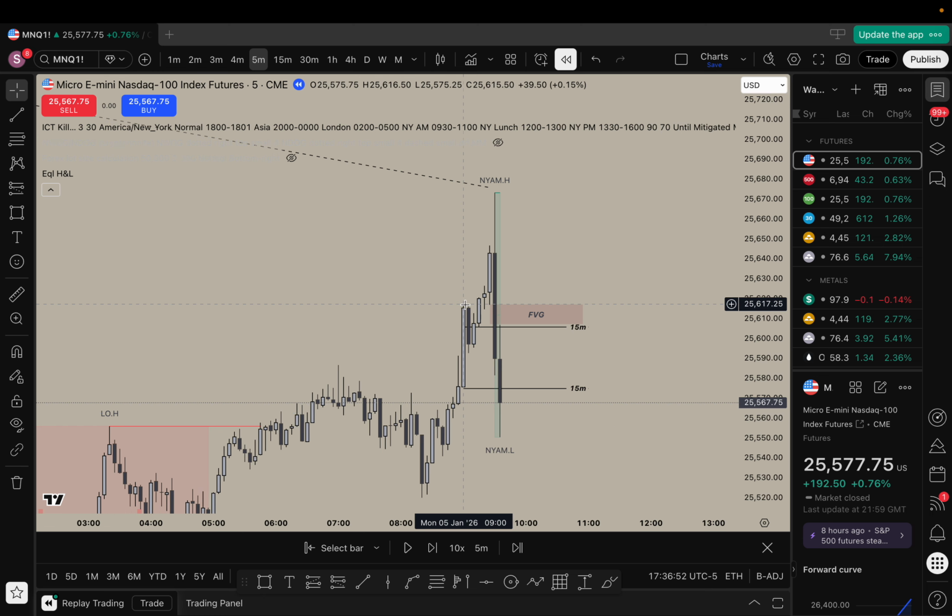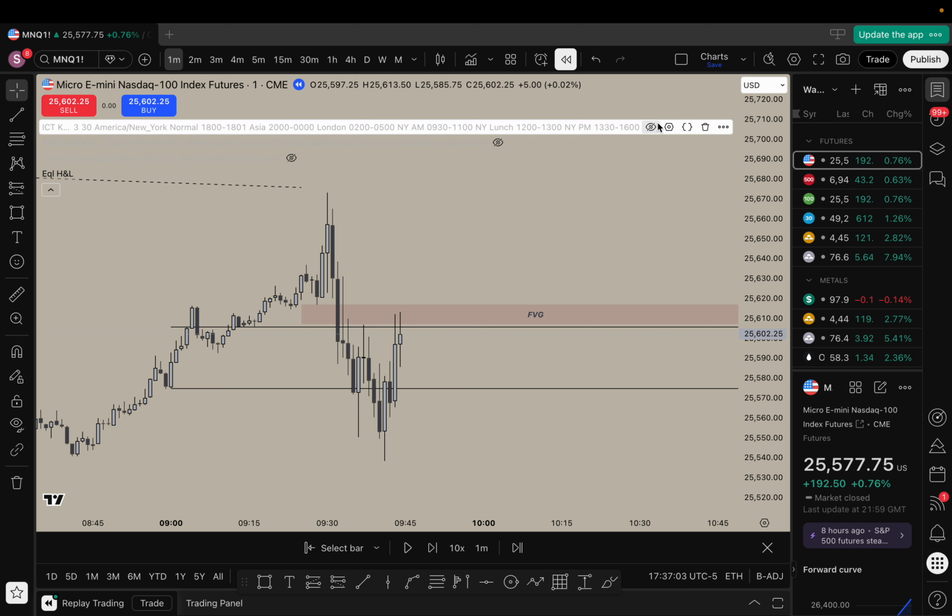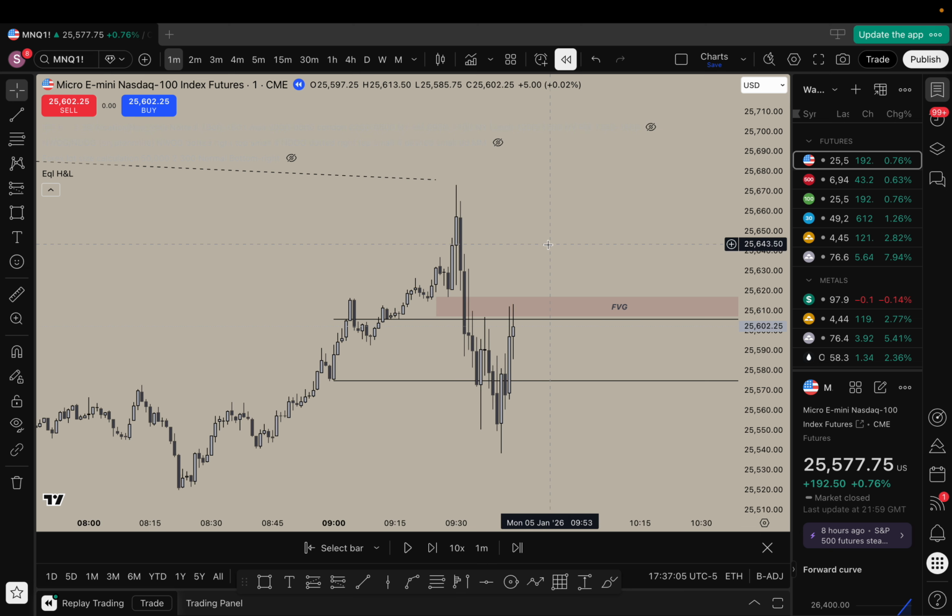So now all I wanted was price to tap back into the 5-minute fair value gap, which happens right here. And from here, I just want a confirmation for my entry, which is inversion fair value gaps, right? So keep waiting.